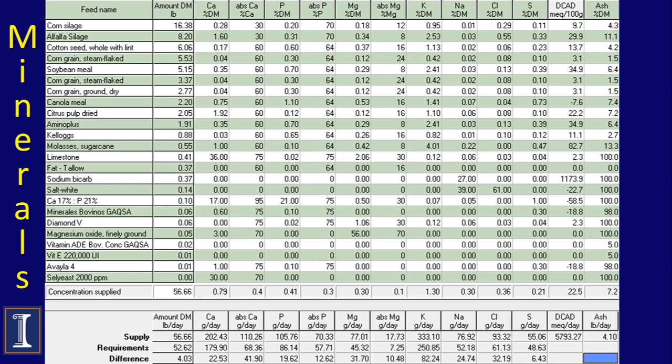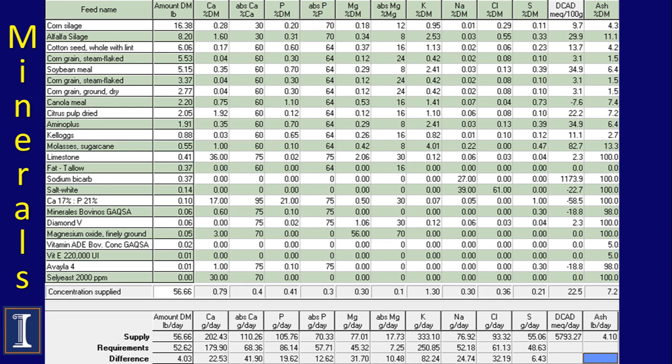Here is your DCAD over here. You can see the DCAD is 22. That's a plus 22 per 100 grams. And so that would be certainly acceptable for a lactating cow. Under heat stress, we want this number up over 300. And so you can actually work with this number by using like potassium carbonate or products like that. You also have the total ash, which may be of interest to you, but probably not as valuable as some of the other numbers.